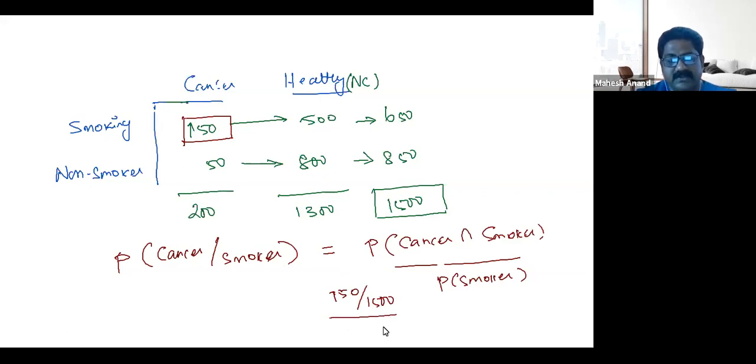And in the denominator, what is the probability of a smoker in the historical data? The total number of smoking records is 650, this is your row total, so 650 out of 1500. So you can get 150 by 650, that is 15 by 65.